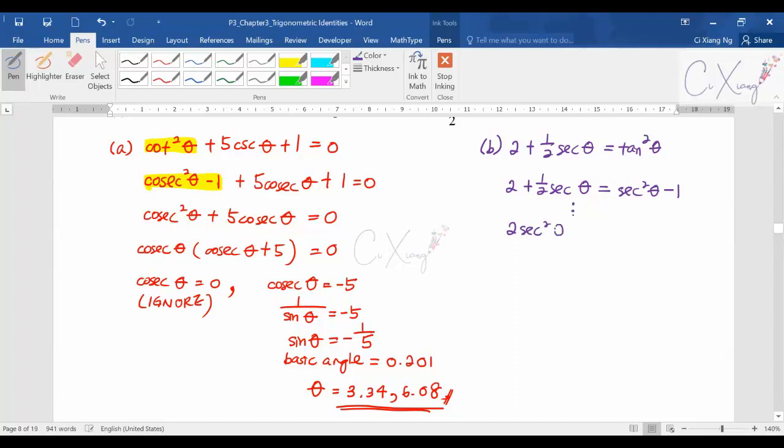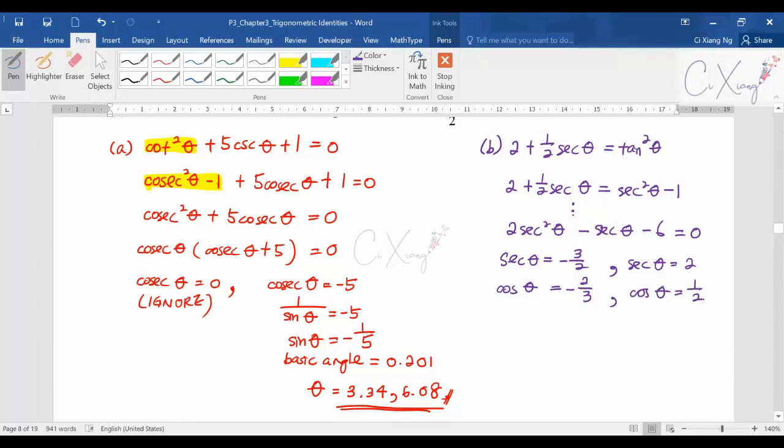If you continue further and try to simplify it, you should be able to get 2 secant square theta minus secant theta minus 6 equals 0. Then you can try to factorize it. When you factorize it, you should have secant theta equals -3/2, and after that, secant theta equals 2. Which means it will become cos theta equals -2/3, and then cos theta equals half.